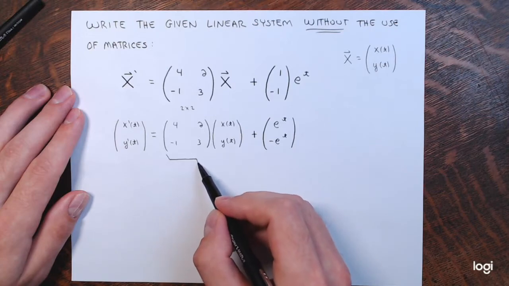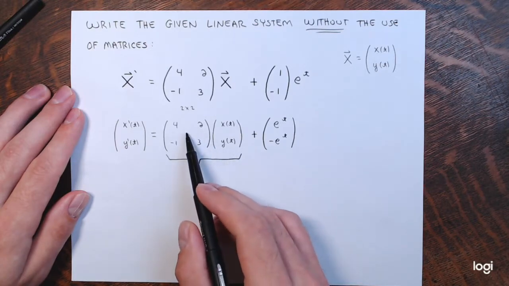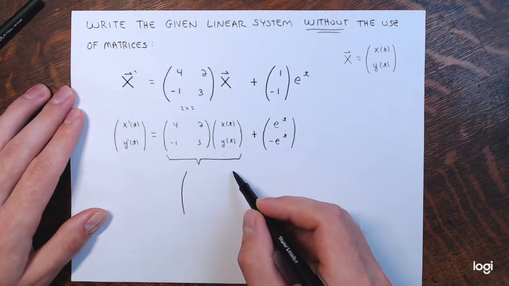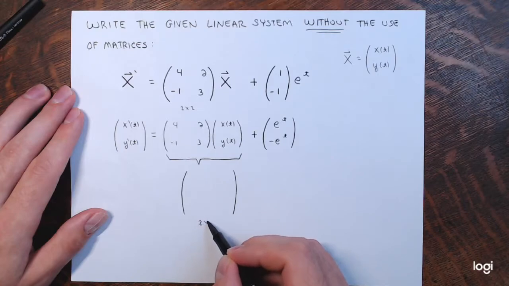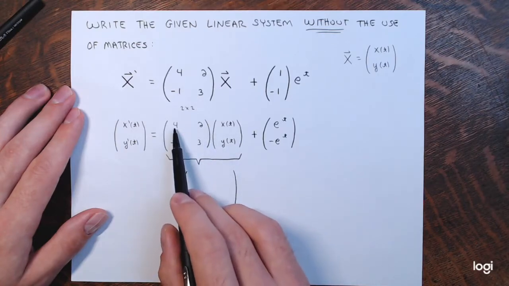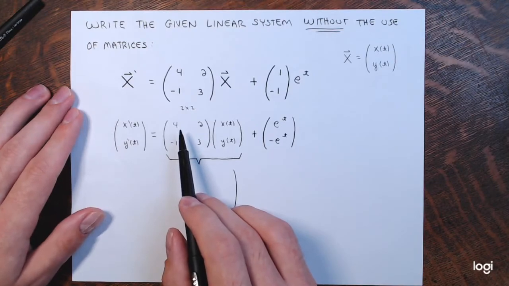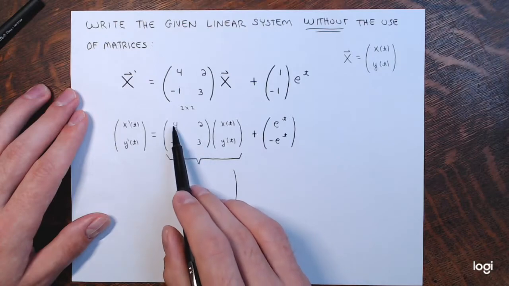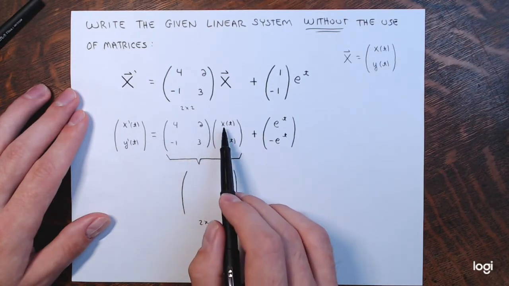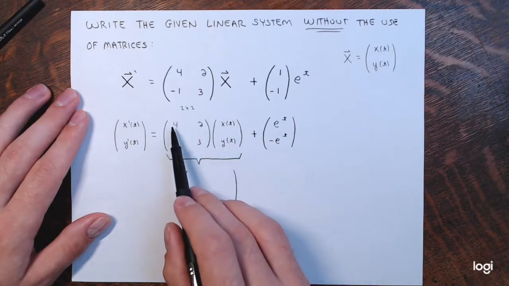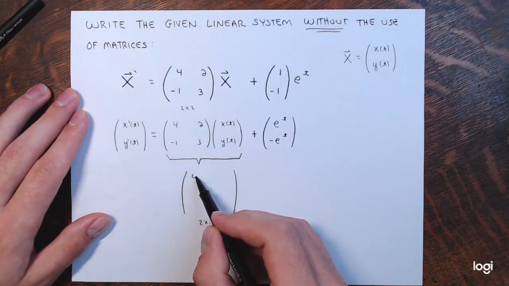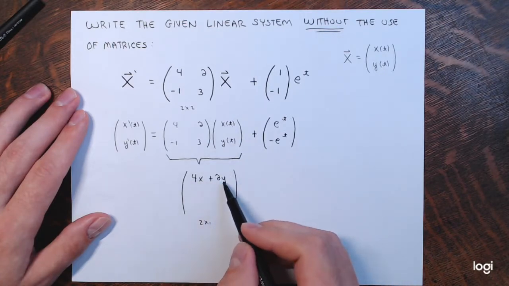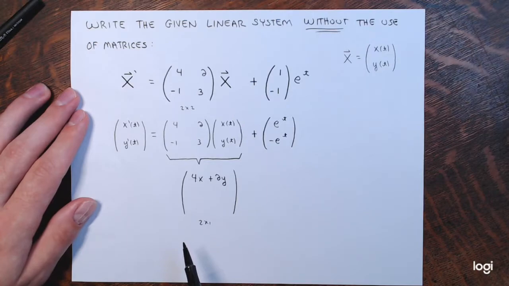Now comes matrix multiplication. Remember, a 2 by 2 multiplied by a 2 by 1 will be a 2 by 1. And remember how this works. You do a lot of these dot products. For the first row, first column of the product, I do the first row of the left matrix dot product with the first column. So this would be 4 times x plus 2 times y. I'll just write 4x plus 2y. Just understand that when you see x and y, they are functions of t.